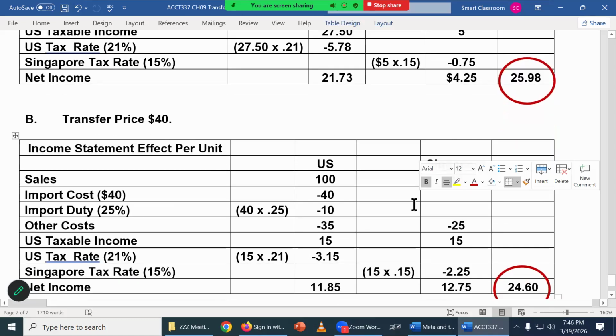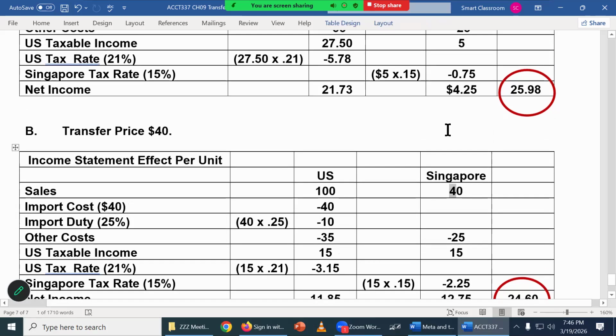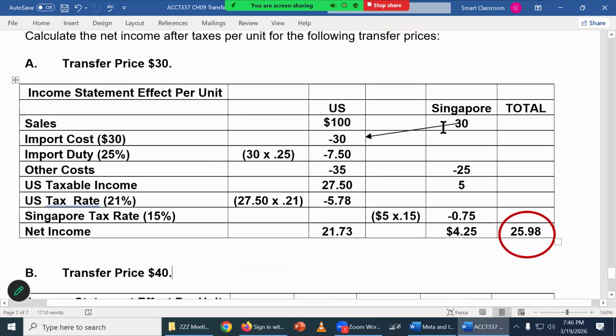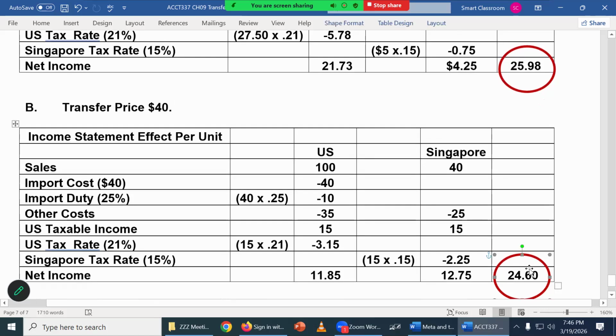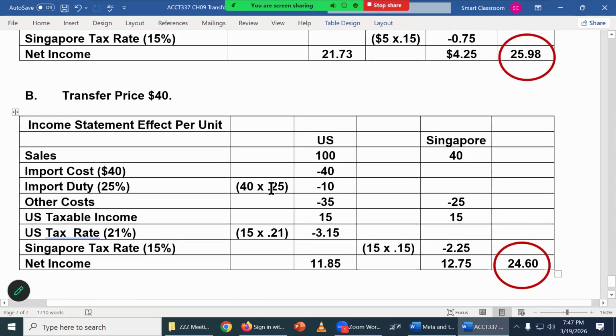Yeah, and that's probably why they did it, but they're paying more. This is the exact same transaction. All we're doing is changing the transfer price. This is the only thing that changed in both of them, the transfer price. And yet we got less income. We're paying out more in taxes and import duties and everything else. And that's what it is. It's the import duties that are causing it.